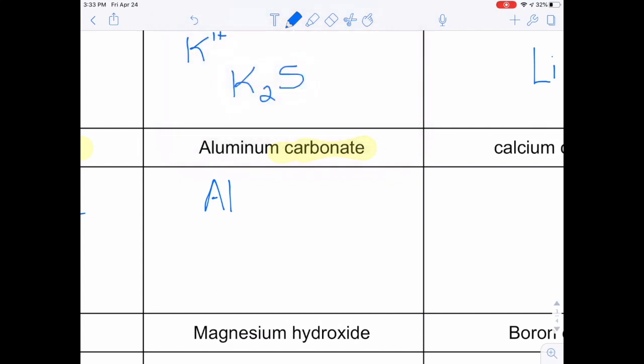So 3 positive and CO3, 2 negative. Now they don't add up to 0, +3 and -2. Whenever you have the 3 against 2, that's going to be the most listing that you have to do. So I'm going to start with the negative because it's less. I need more negative to start to balance this out.